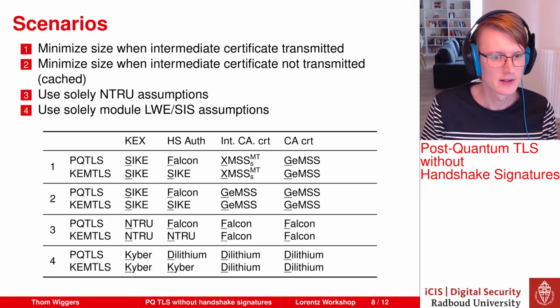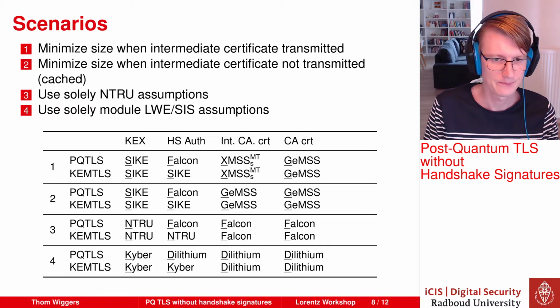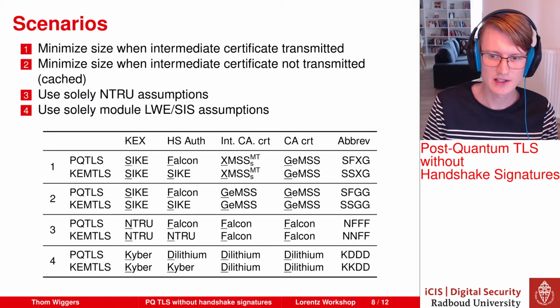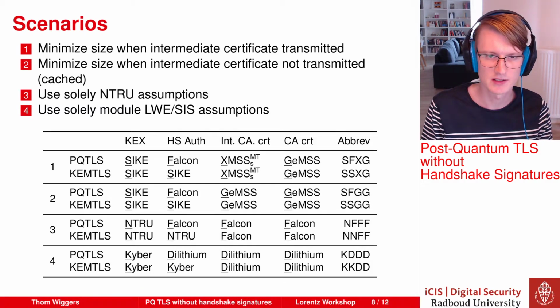basically NTRU and Falcon, or Kyber and Dilithium. And these are abbreviated as such. That was what the underlines were for. And you'll see these abbreviations come back later.